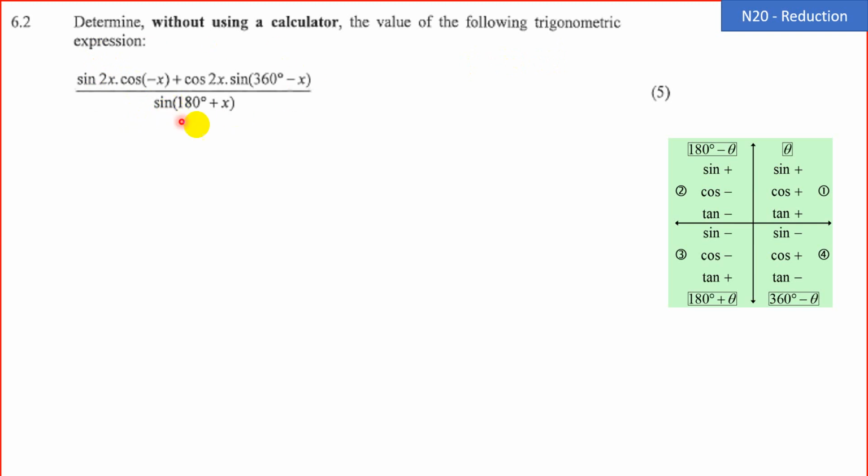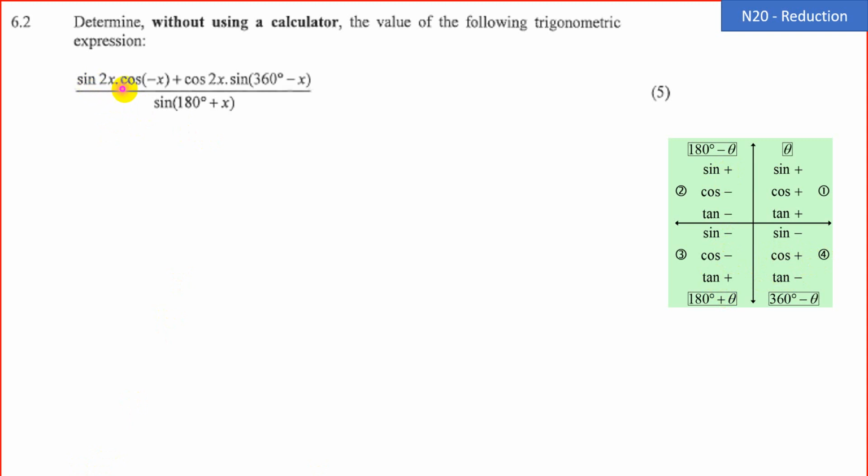Before we go into the question, on my right you will notice we have the CAST diagram reminding us that in quadrant 1 all are positive. In quadrant 2, only sine is positive. In quadrant 3, tan is positive. And in quadrant 4, cos is positive. So we're going to use the diagram. It's going to be quite handy as we go through this problem.